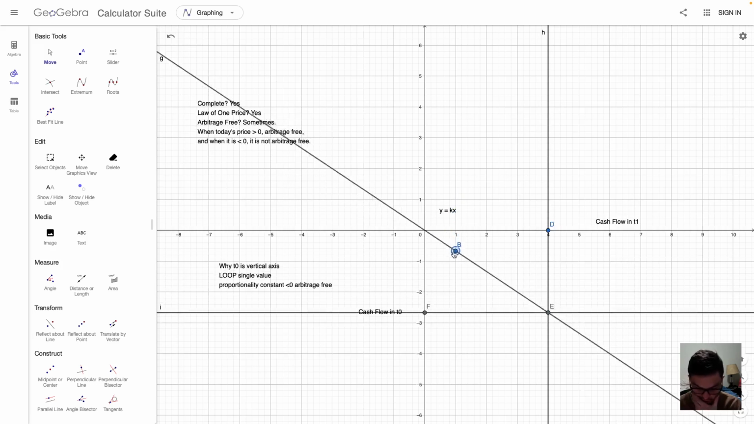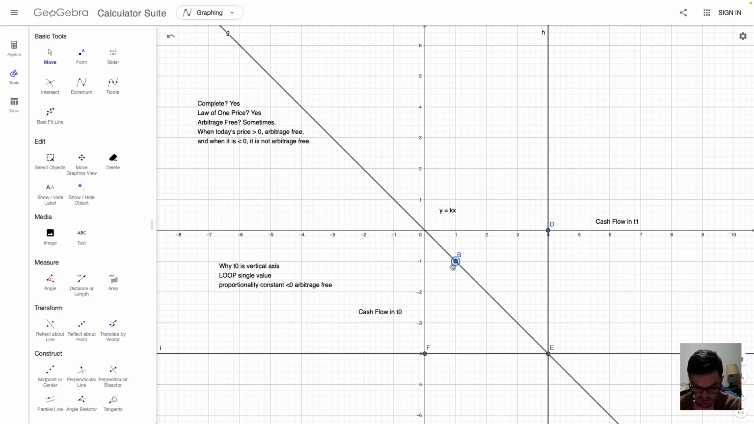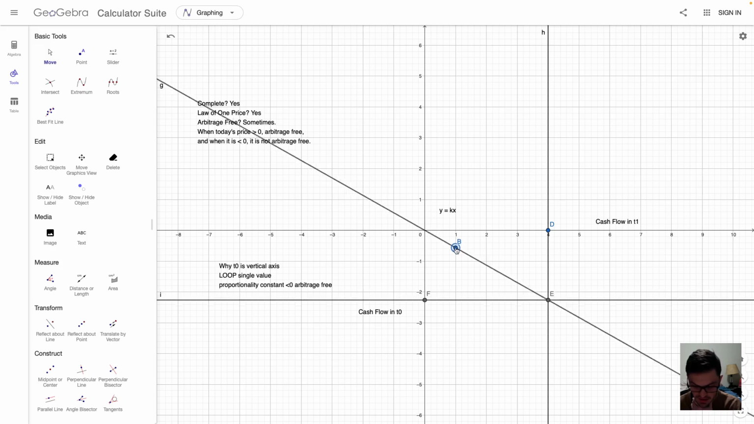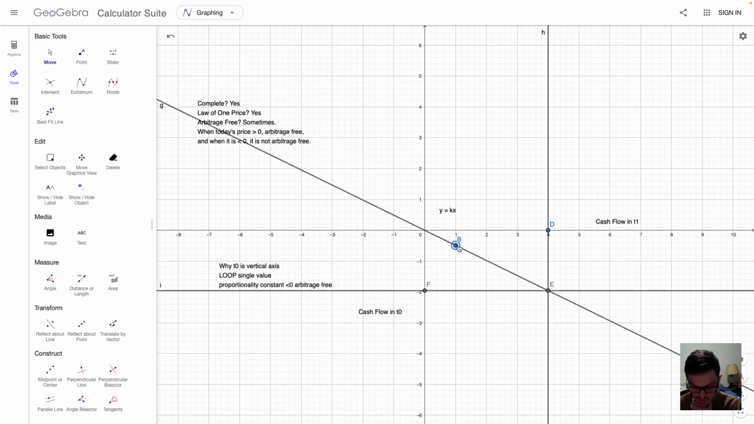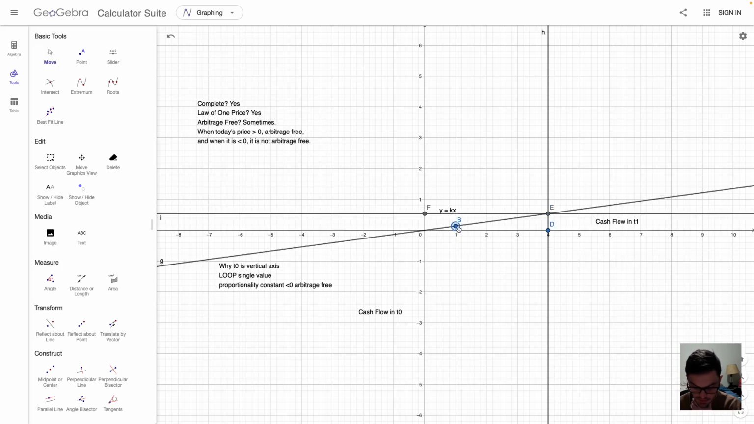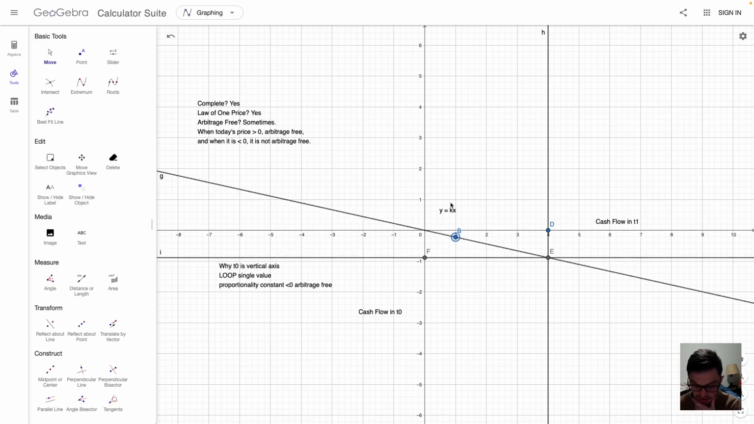So in all of these markets that I'm showing you right now, our k is negative because we're going down here. And these are all the scenarios in which we are arbitrage free. Once you come up here, now we are not arbitrage free. That's when k is positive. So that is a characterization of arbitrage or arbitrage free: just the sign on this proportionality constant k.